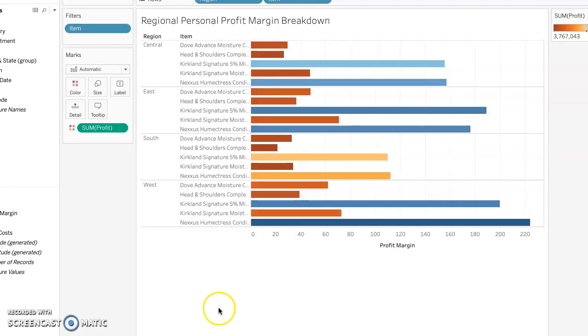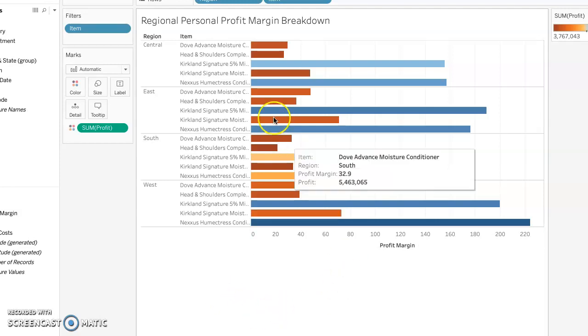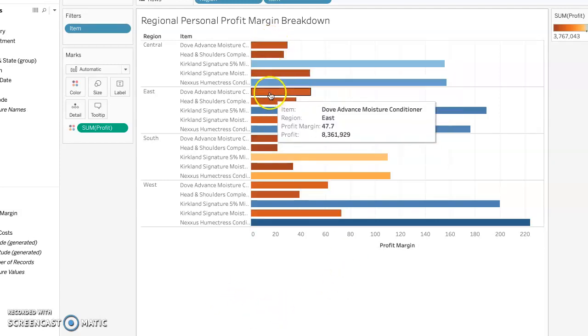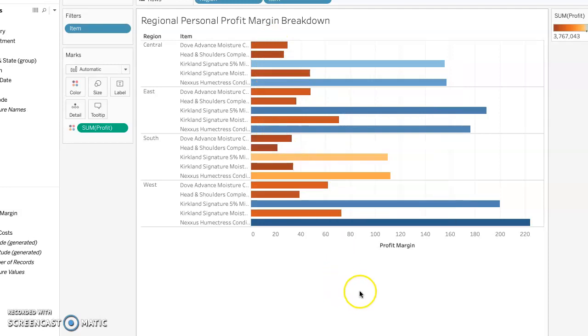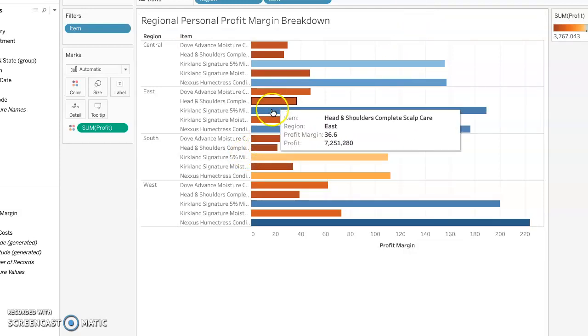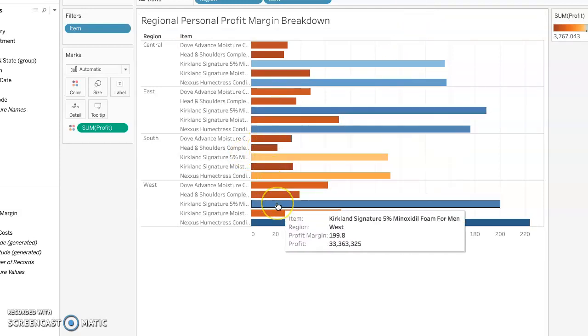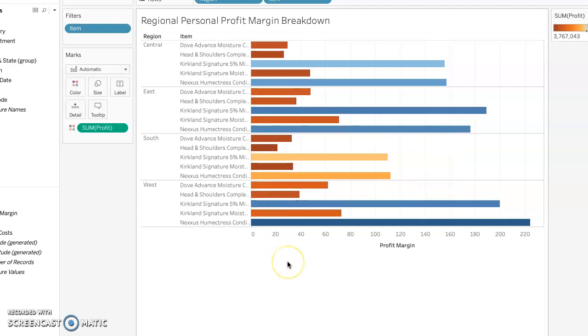My third sheet is very similar to this last one. It's in the next department, which is personal. Again, you can see in each region the same products are performing on average about the same. We have a pretty positive profit margin on average. There's a few in here that are not performing as strongly, but on average it was a very positive, healthy profit margin.